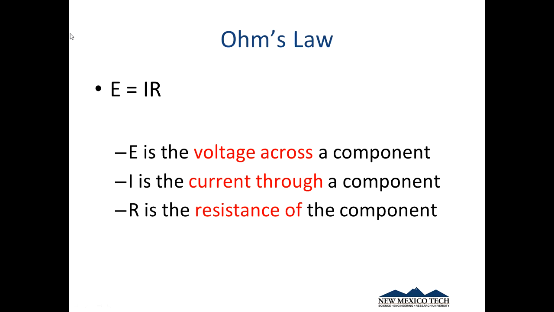Current is the amount of electrons that flow through a component, and so it's not just the amount, it's the flow rate through a component. And then resistance is how much the device is impeding the flow of those electrons. And every device has resistance. I don't care if you've got a piece of copper wire, it's got some resistance. And if you think it doesn't, make a long enough copper wire and it will definitely have resistance.